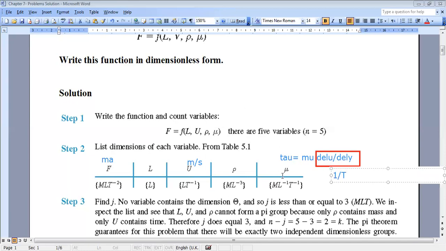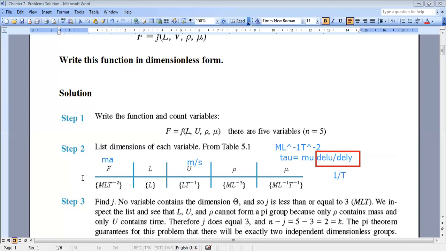And what is the unit of τ? τ is a shear stress, so it's force per unit area. And we know that the force is M L T^-2. So τ will be M L^-1 T^-2. And if you multiply the unit of τ by T, you get M L^-1 T^-1, which is the unit of μ.